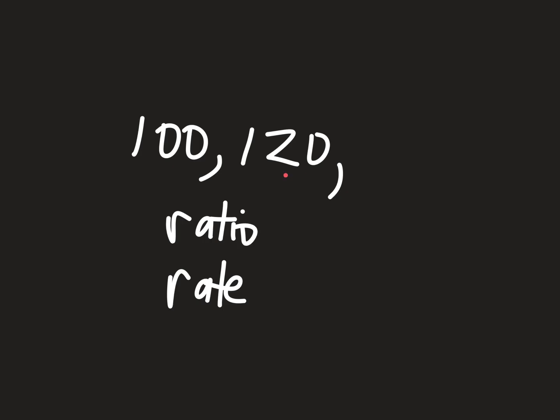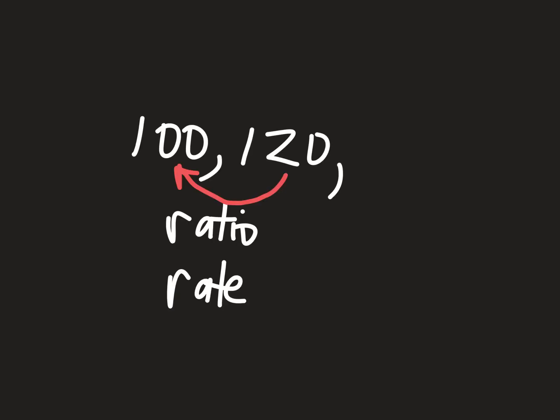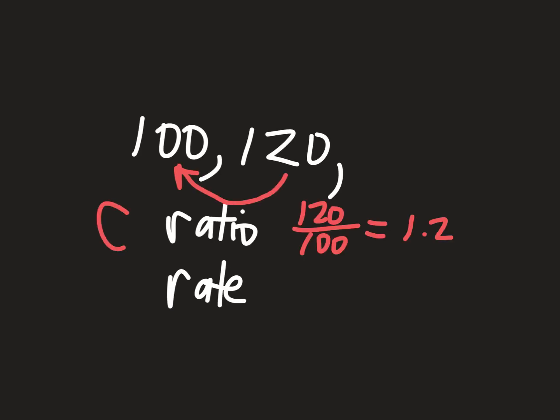I'll do this first one for you. You go 120 divided by 100. See the second one divided by the first one, and that tells you a ratio, 120 divided by 100. If I actually divide it and get the decimal, it's 1.2. That is called the common ratio. So what's the rate then? If you know it, say it. What's the rate? 20%.